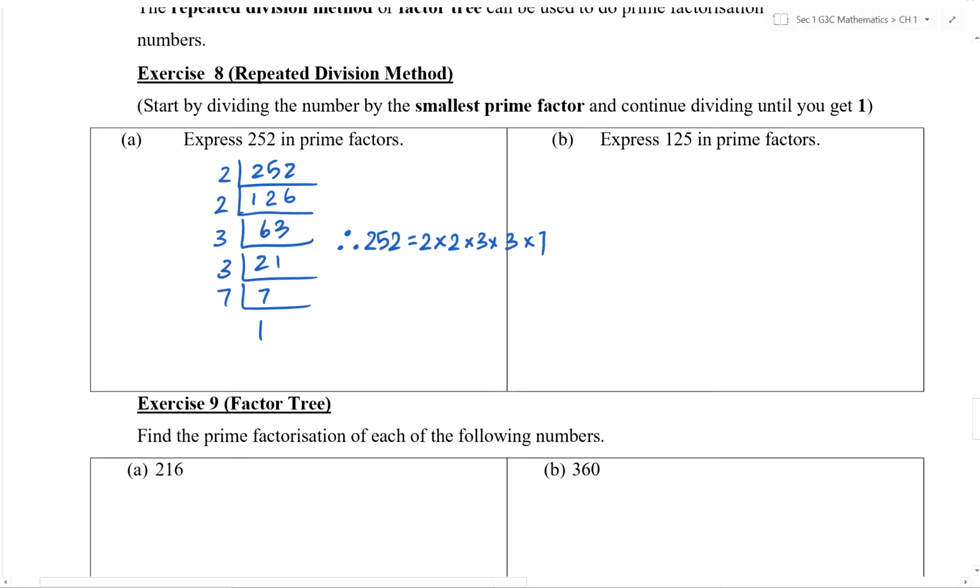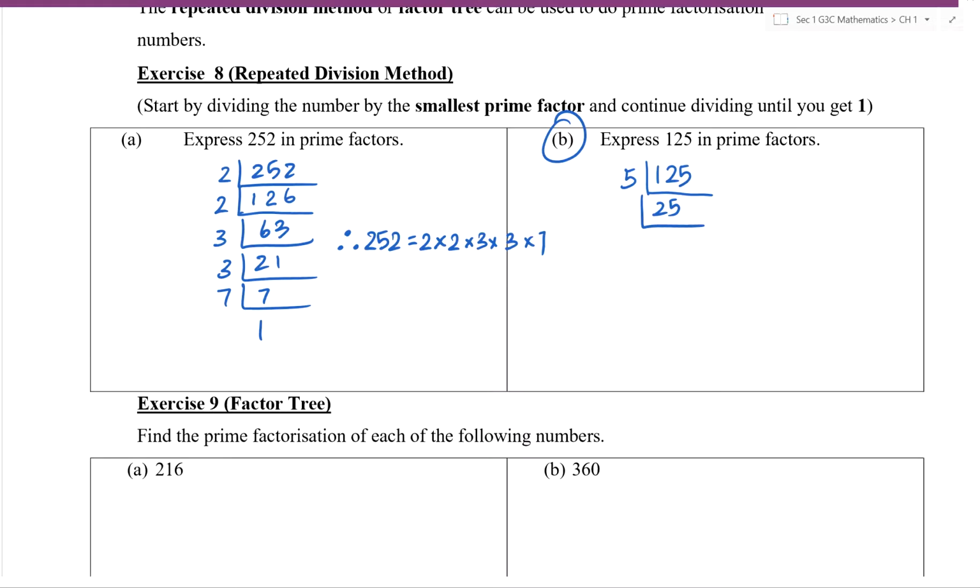Okay, so now it is your turn to try part B. Express 125 in prime factors. Show you this. I usually do it this way, 125. Then I will draw this vertical and horizontal line. And then I put a 5 over here. And as I keep going on, I will keep drawing it. I saw some of you did it this way.